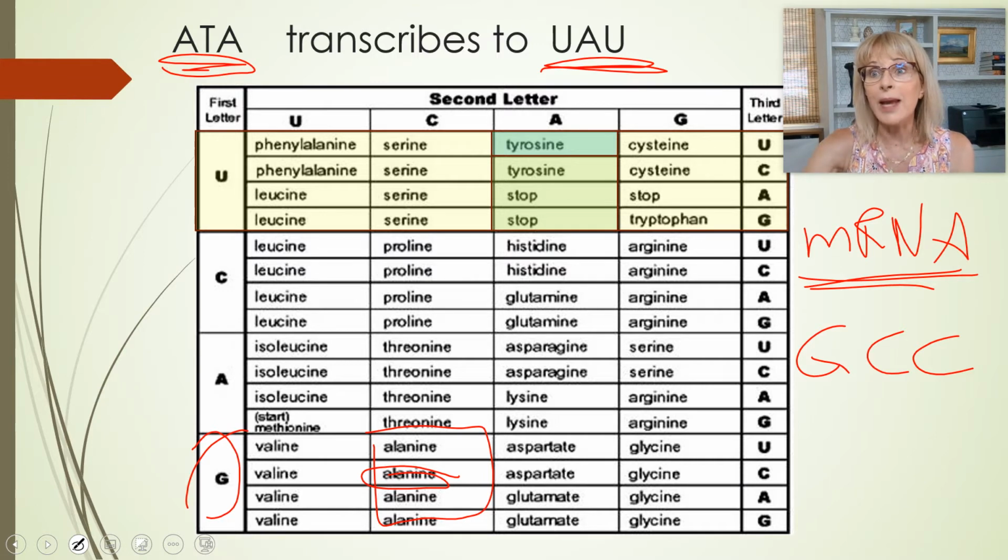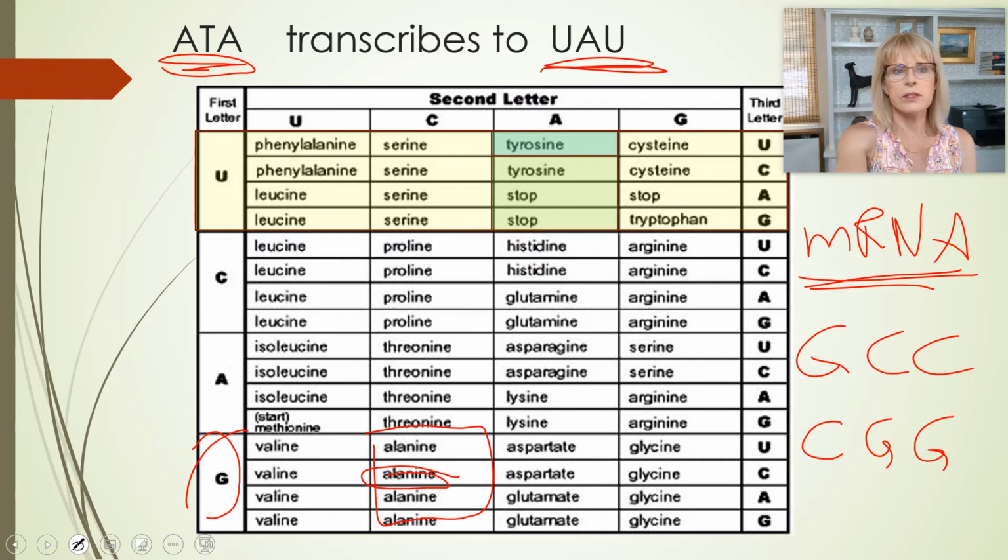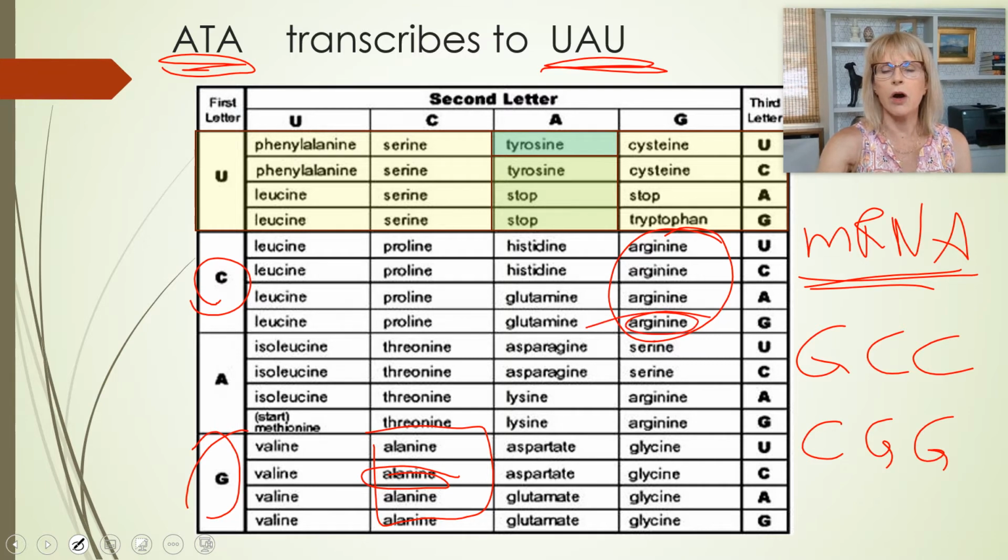If you made the mistake and you went CGG, then CGG, it'd be arginine. And you'd be like, I know I did it right. I know it's arginine, but you wouldn't find that answer there and you'd think it's a typo in the exam. It's not a typo in the exam.